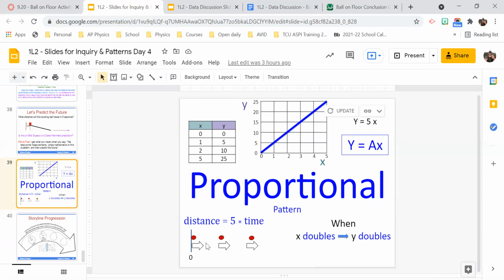So this bottom little graphic here is kind of nice. It's showing that, well, the distance is going to be 5 times time. We notice from these dots that they're pretty much the same distance apart. So what we can conclude is that when my X doubles, my Y is going to double. And we can confirm that by looking at position 1 and position 2. At 1 second, I was 5 meters away. At 2 seconds, I was 10 meters away. So as my time doubled, my distance doubled. All right, so have that in your notes, ready to go.